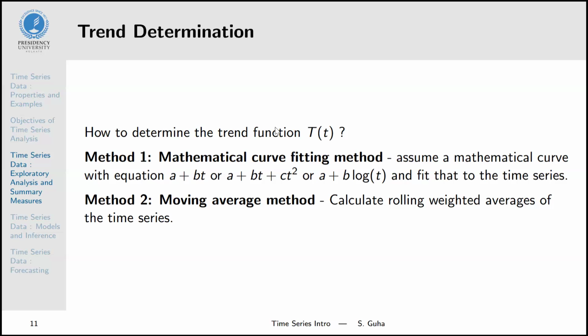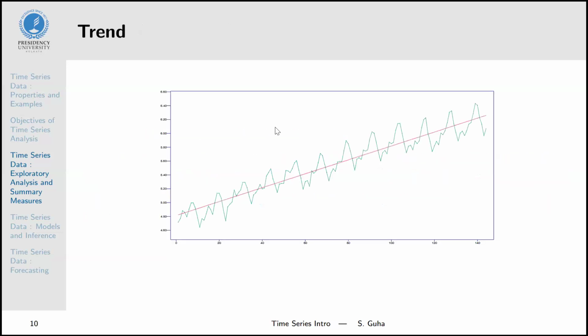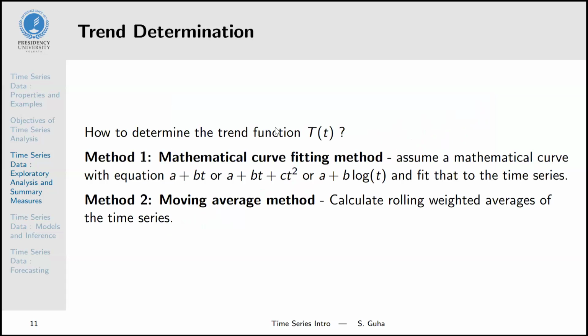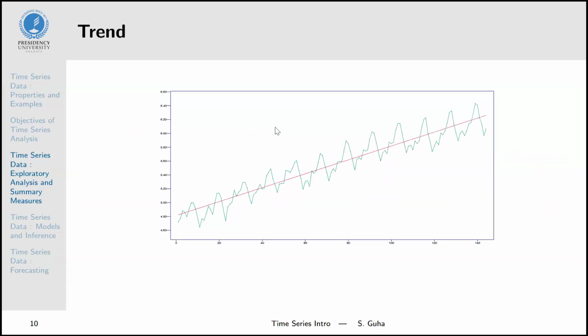Now, once you have decided on the form of the equation, like a plus bt plus ct square, or a plus bt, the next thing is to determine these unknown coefficients a, b, c. Note that these are not known to you. If I change the values of a and b, the straight line will change. So how do I get the particular values of a and b that I'm getting in this picture?